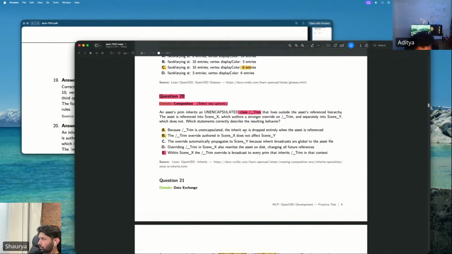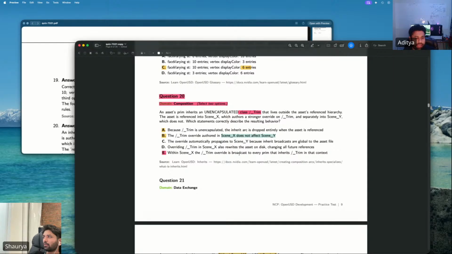The trim override authored in CNX does not... Bro, look at this. B is the right answer, and look what it is saying. Wait, let me just clarify. The trim override authored in scene X does not affect scene Y. Wait, it is done separately over here.